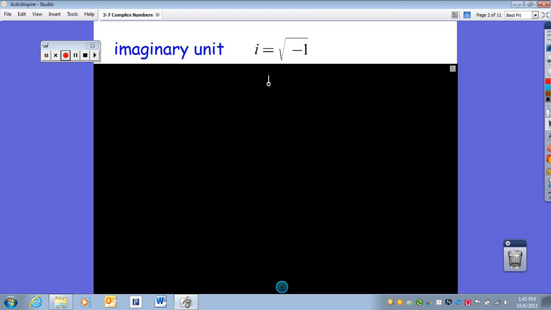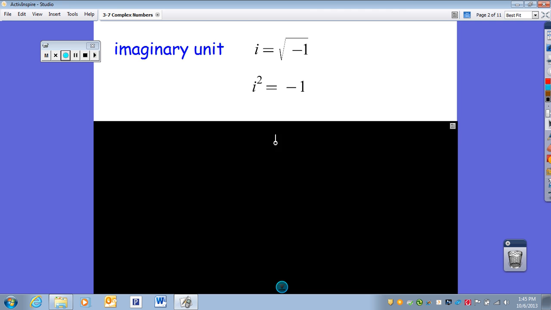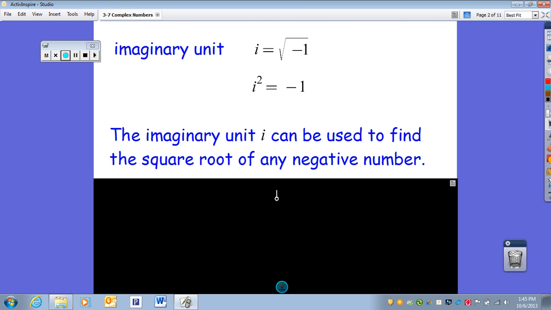The square root of negative 1 is designated by the letter i. This is called the imaginary unit. And if we square the letter i, so i squared, that will be negative 1. The imaginary unit, i, can be used to find the square root now of any negative number.